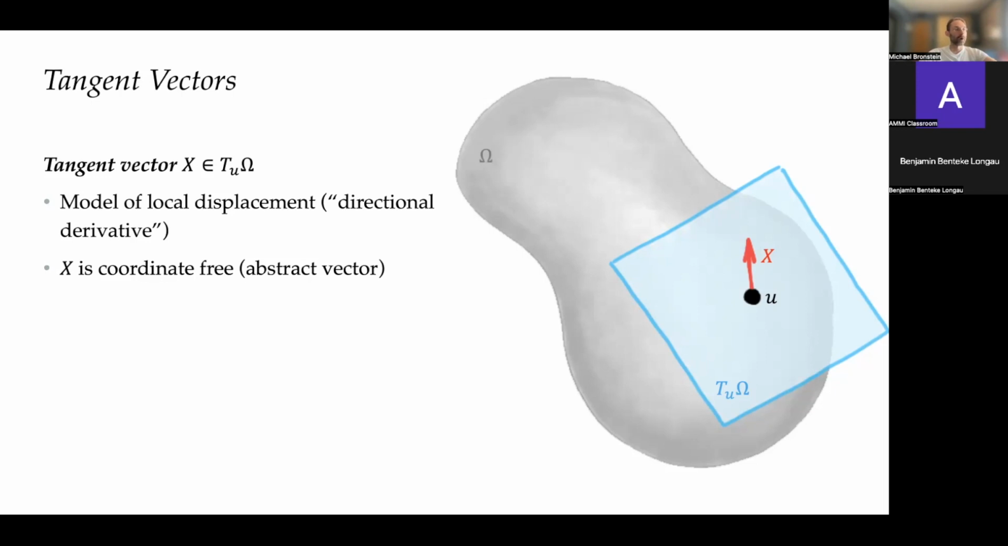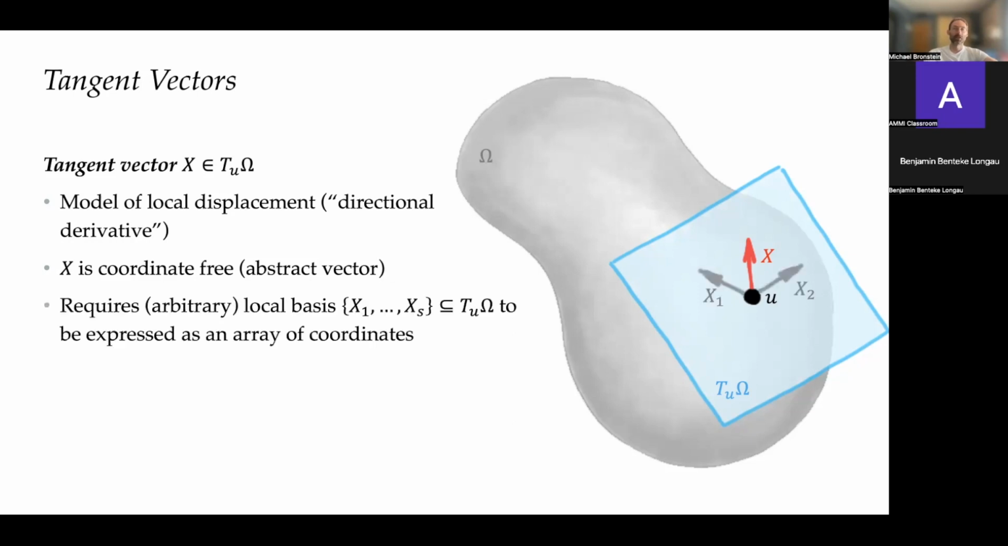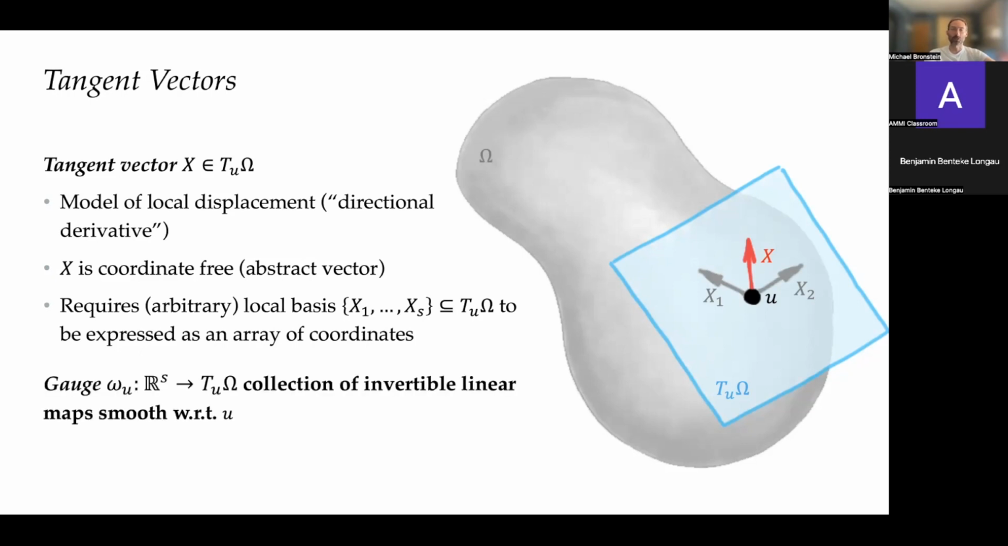In order to talk about vectors as an array of numbers, you need coordinates. So you need some basis with respect to which you can represent the vectors. And this is the local basis. So a choice of, in this case, in this figure, two vectors that are not collinear, so they're linearly independent, and they span the tangent space, and I can represent with respect to these vectors any vector in the tangent space by projecting them on x1 and x2.